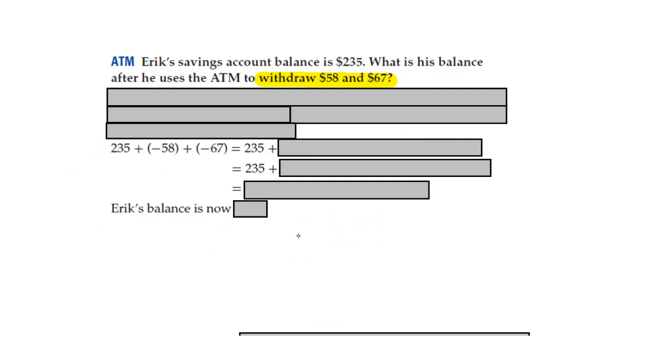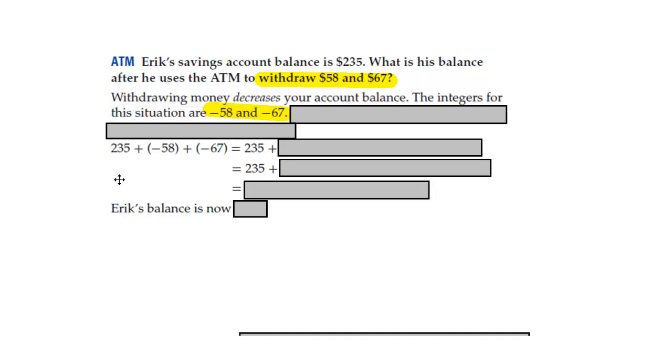Here's a word problem. Eric's savings account balance is $235. What is his balance after he uses the ATM to withdraw $58.67? Well, what happens when you withdraw money? Does the amount of money you have go up or down? Well, withdrawing money is a decrease in the amount of money you have, so we're going to consider those as negative numbers. So -58 and -67.